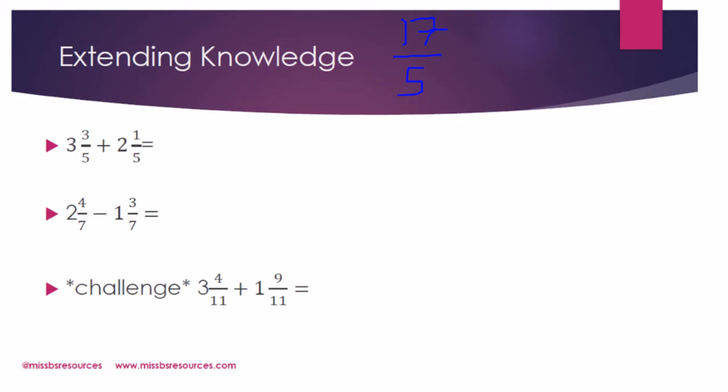we will get 3 remainder 2. So I know that 17 over 5 is actually the same as 3 wholes, and you're left with 2 fifths. Your remainder is the fraction bit that you're left with. And we need to be able to convert between an improper fraction and a mixed number.